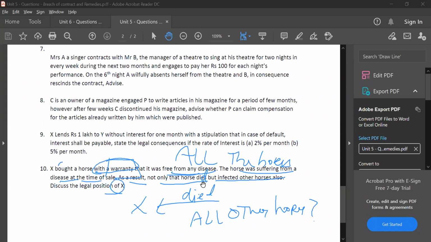So it is just the general damages, right? Yes, general damages. Breach of warranty. Sir, how could we write it as a misrepresentation? Like, what would be the cases where we can say that yes, it is a misrepresentation?